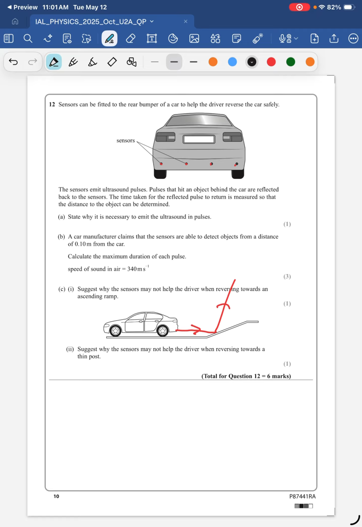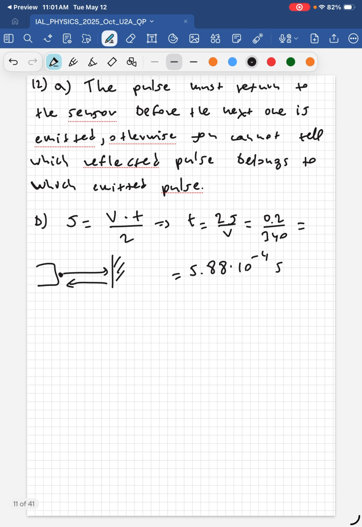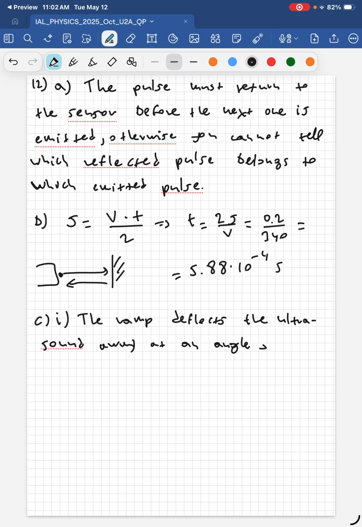So it bounces off in an unknown direction, so it's not going to help. Of course, the car is not going to crash in that case because, I mean, it's a ramp, right? So, the ramp deflects the ultrasound away at an angle, so it does not reflect straight back to the sensor.